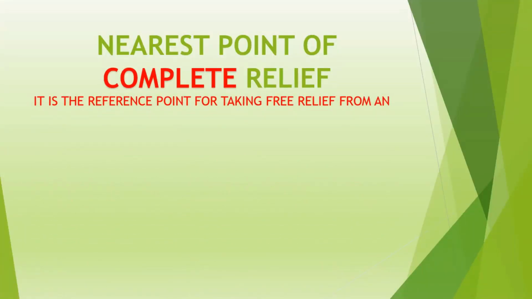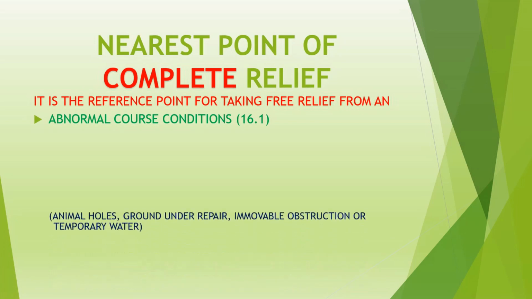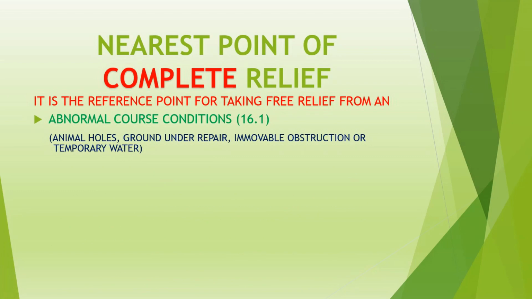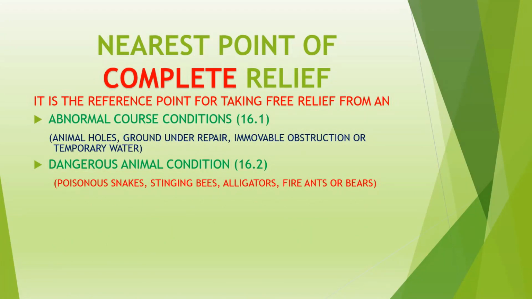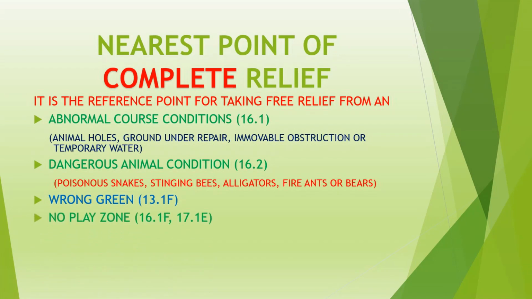Nearest point of complete relief. It is the reference point for taking free relief from an abnormal course condition such as animal holes, ground under repair, immovable obstructions, or temporary water. Dangerous animal conditions such as poisonous snakes, stinging bees, alligators, fire ants, or bears. From wrong green, from a no-play zone, and under a local rule.